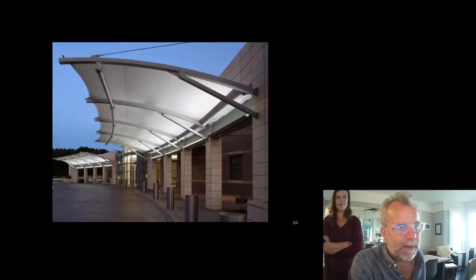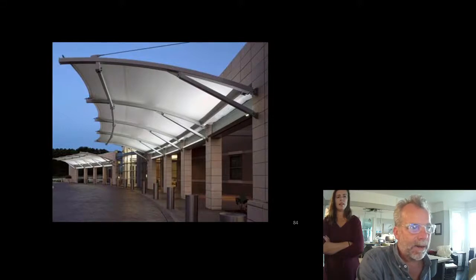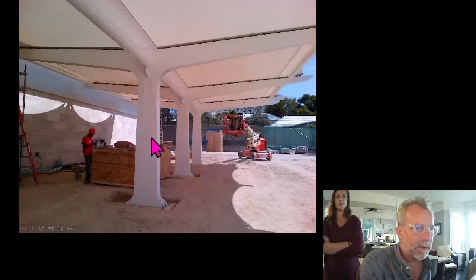This is another fabric canopy. This is not one of ours, is it, Shannon? Isn't this Bermuda? No, that's not Bermuda. Oh, okay. But Bermuda looks a lot like this. So a cantilevered fabric canopy. We did one very much like this, and it's in the next slide. Why don't we go to that?